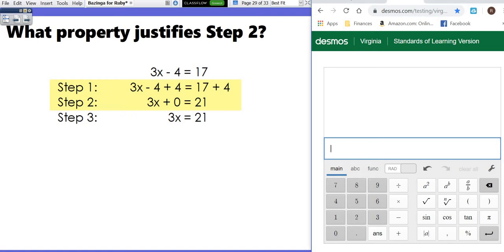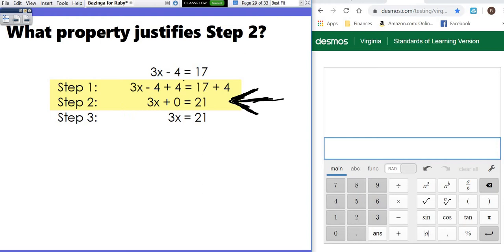This says, what property justifies step 2, which is right here. But when something says what property justifies step 2, what it really means is what property got you from step 1 to step 2. Okay? So the first thing I like to do is look and see what happened or what's different. First of all, this 3x and this 3x are the same. Okay? And that 17 plus 4 does indeed give you 21.